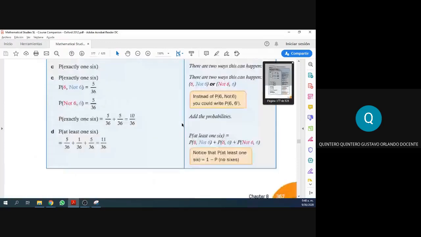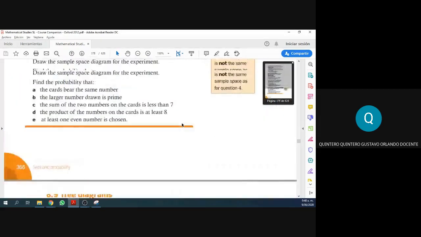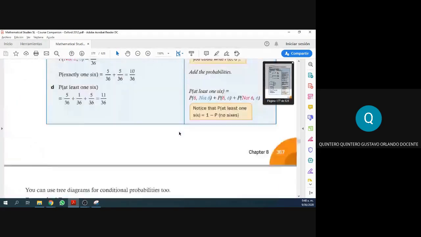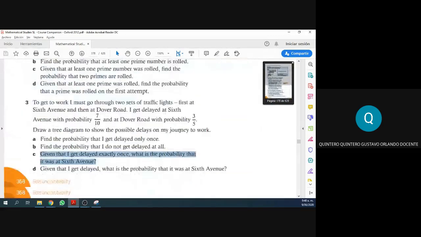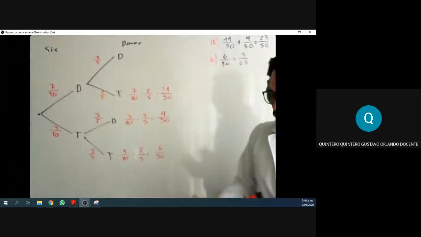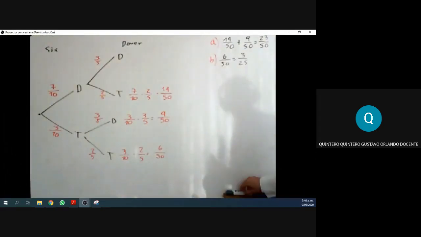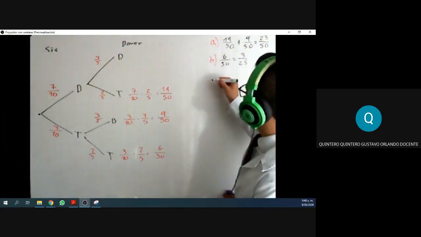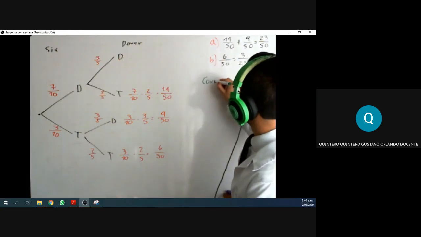Take a look at this. No, I want to. I can show it to you. I can show it to you. Conditional probabilities. I don't have enough space, so I'm going to write it here. Conditional.